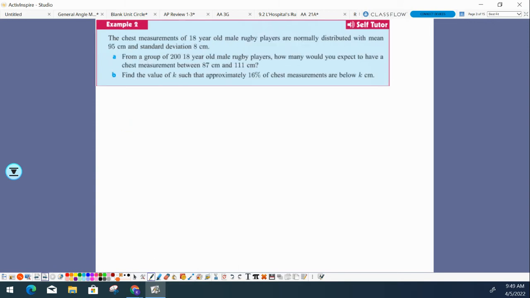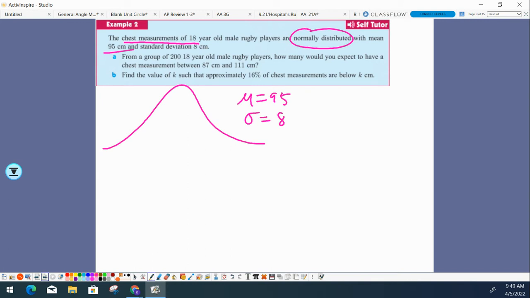All right, so looking at the chest measurements of 18-year-old rugby players. So as soon as it says normally distributed, draw your curve. Your mean is 95, standard deviation is 8. They're going to check to see that you always put your mean in the middle. And then we go 1, 2, 3 to the right, 1, 2, 3 to the left. Add 8 going to the right. And subtract it going to the left.